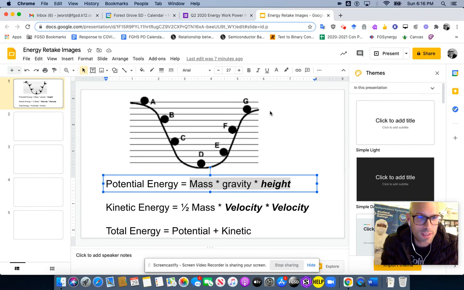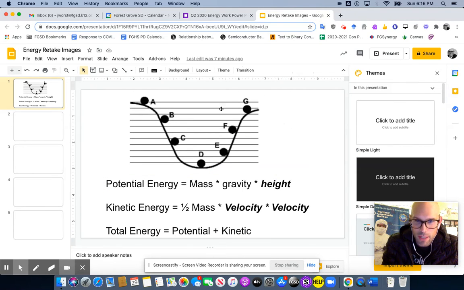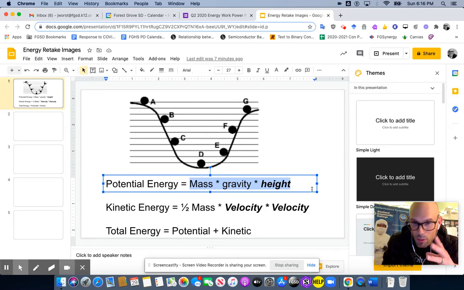So if you go over, let's see, these are some notes I made for you. So here I have the same diagram. Ball starts up here, rolls down, and then back up. So potential energy is mass times gravity times height. So that first question is asking you, at which point does it have the greatest potential energy, the greatest this?